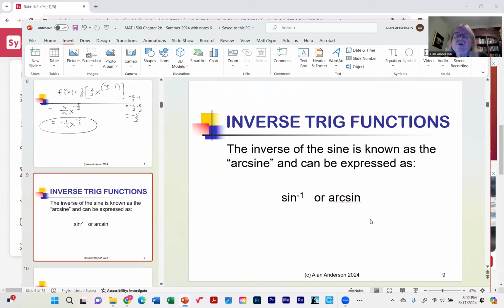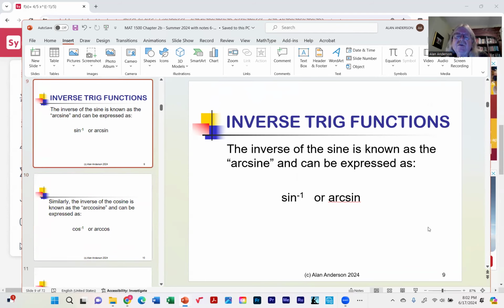Okay, now inverse trig functions. What in the world is this all about? All right, so let's just give you a quick example. If you go to your calculator, by the way, this notation will give you a hint. These two are inverses of each other.